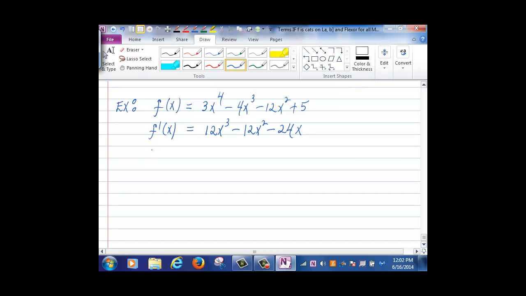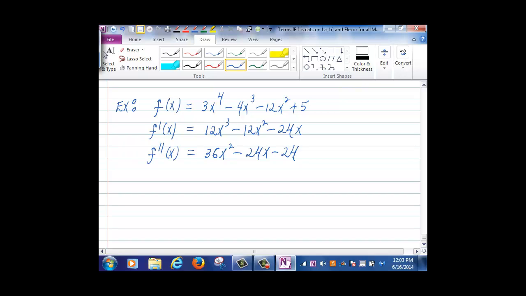So I want to determine in this example where the function is concave up and down. So I'm going to compute the second derivative as well. So what would be the second derivative? The second derivative would be the derivative of the derivative. So what is that? It will be 36x squared minus 24x minus 24.